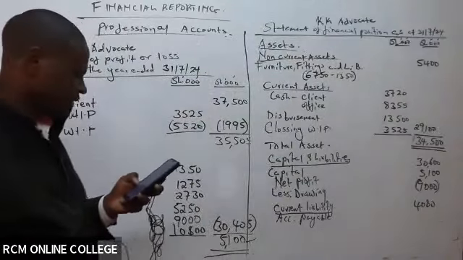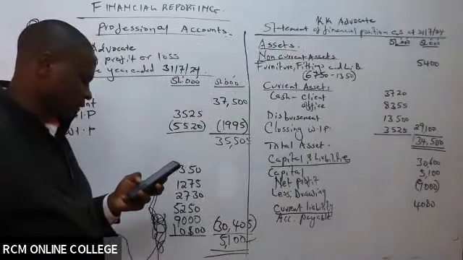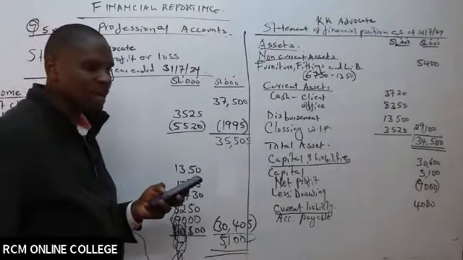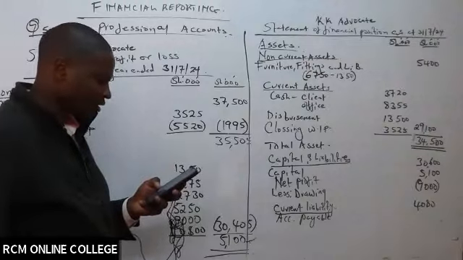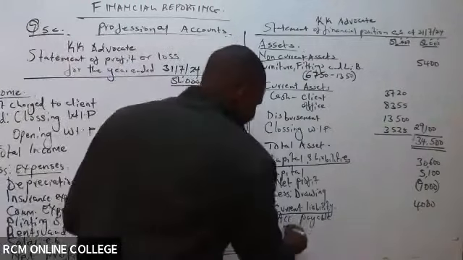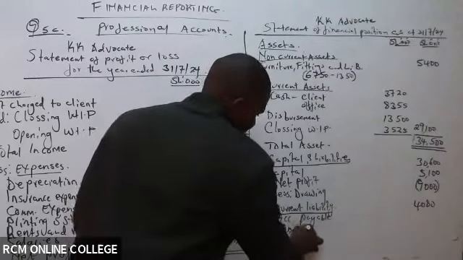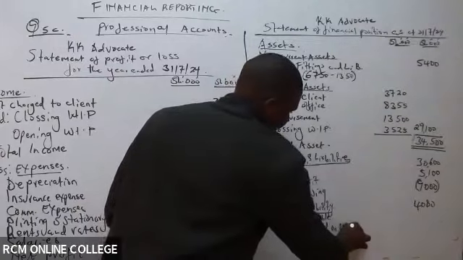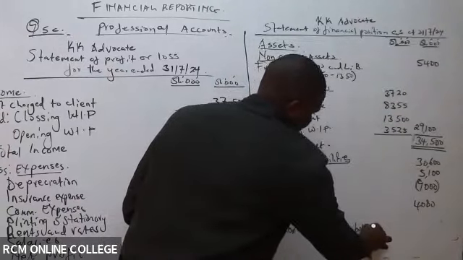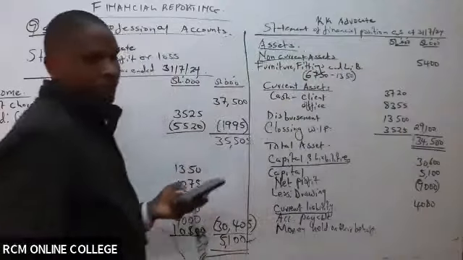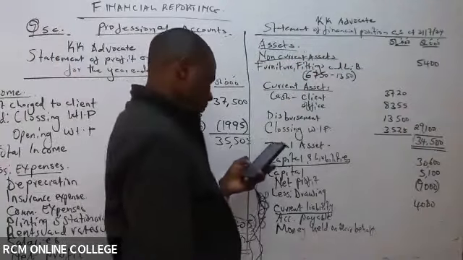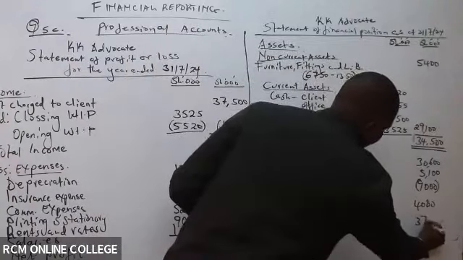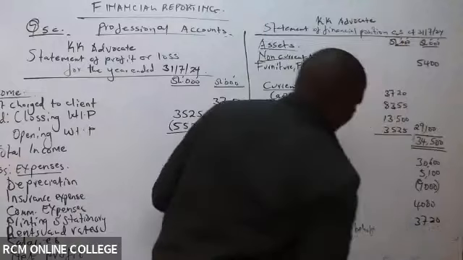Then we have another item, query. Yes. We have client money held on the client's behalf. Now that is a liability for this advocate. And how much is it? That's 720.